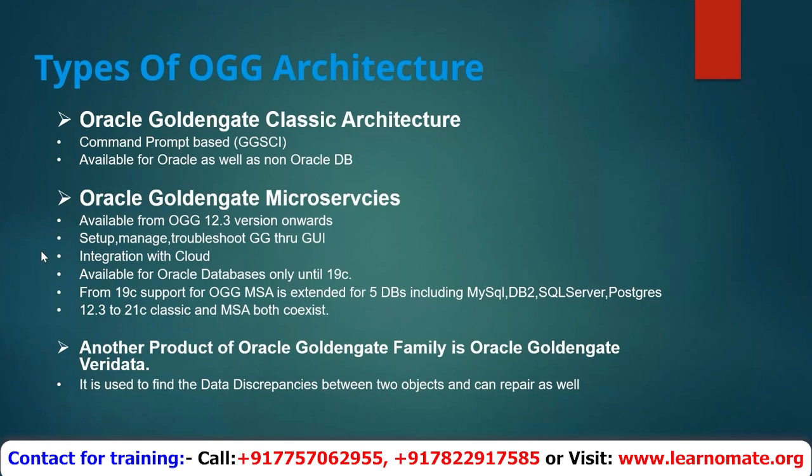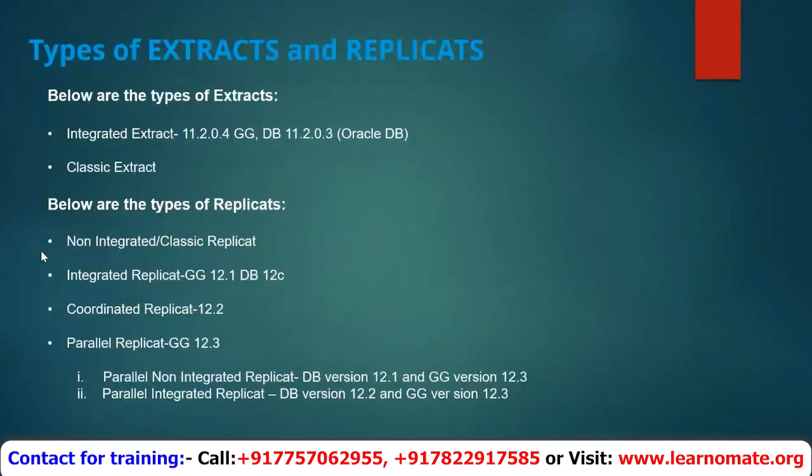So under classic architecture, you can configure either classic extract or integrated extract. Similarly, you can configure classic replicate or integrated replicate. Same way, under microservices architecture, you have classic extract as well as integrated extract. Similarly, you have classic or non-integrated replicate, integrated replicate, coordinated replicate or parallel replicate. So here we are talking about the overall architecture of GoldenGate. And integrated is a type of extract and or replicate.